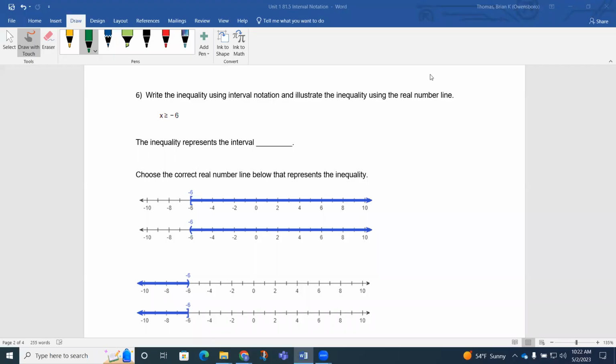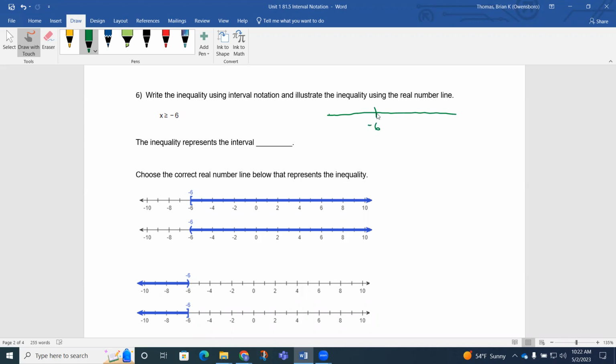So question 6 says, write the inequality using interval notation and illustrate the inequality using the real number line. So notice how this says x is greater than or equal to -6. Now, what's tricky on this is understanding the left bound and the right bound. So a lot of times it's a good idea to go ahead and just sketch a number line out. So the -6 is on our number line.